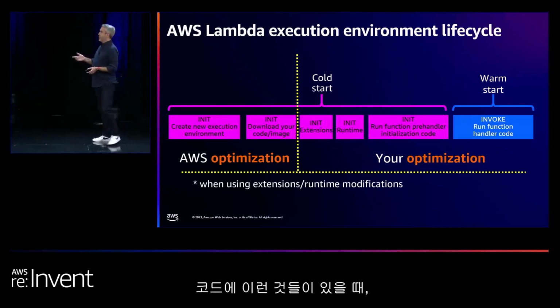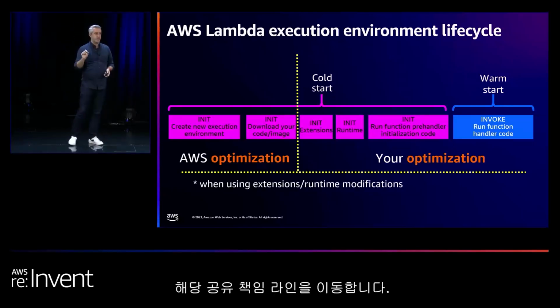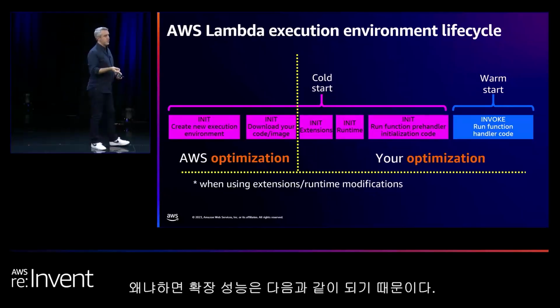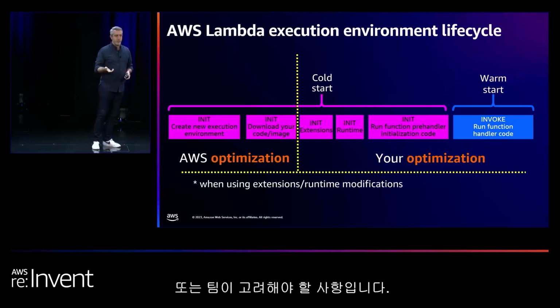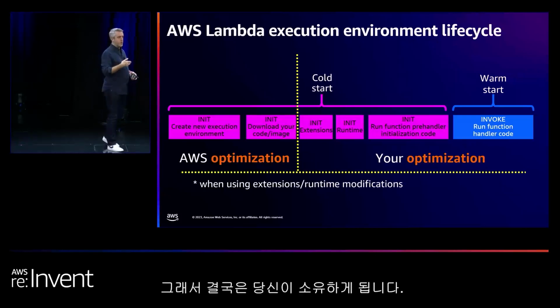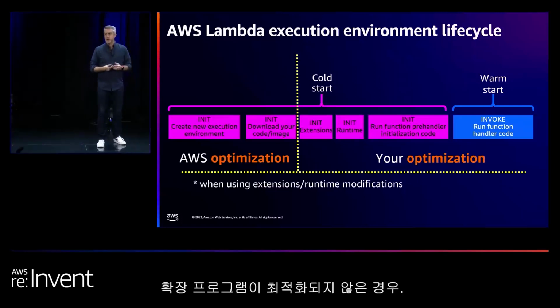When you have those in your code, it shifts the optimization line over a bit, shifts that line of shared responsibility, because the extension performance then becomes something that the third-party partner or your team has to think about. And so that's something that you end up owning. And we have seen some of these partners need to tweak things over time where the extension hasn't been as optimized as it could.